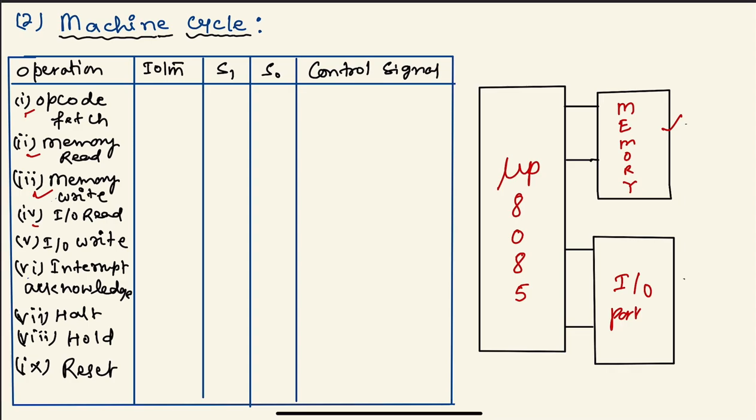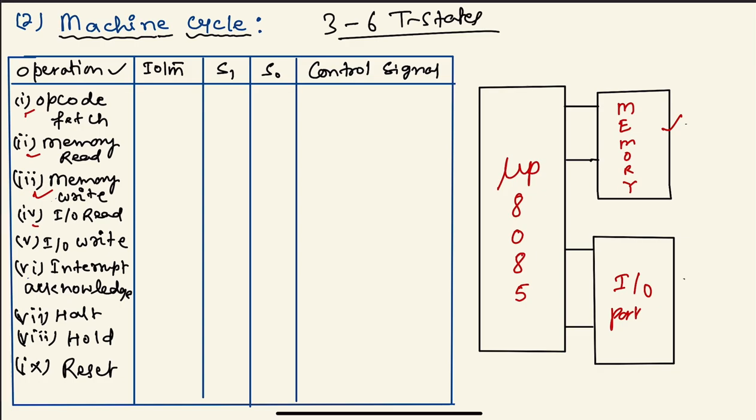The time required to complete one such operation is called one machine cycle. So for the 8085 to complete one machine cycle, a minimum of 3 T states and a maximum of 6 T states are required for the execution of any operation in this list.